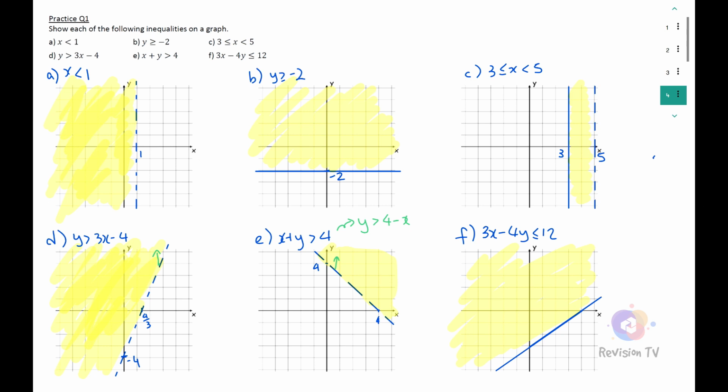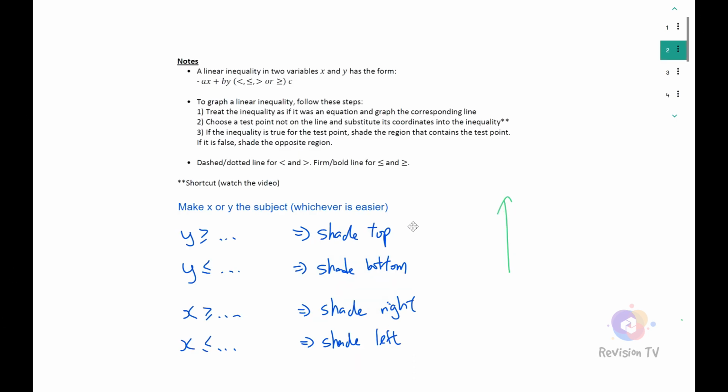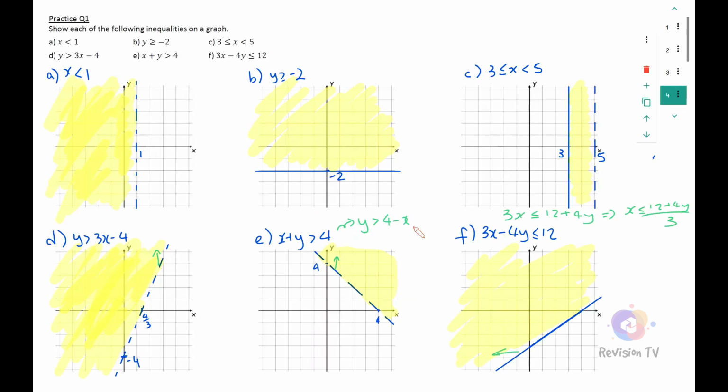Now this one, you can make y the subject, but it's probably easier if I make x the subject in here. If I make x the subject, 3x less than or equal to 12 plus 4y, divided by the 3 if you want to, so x less than or equal to. If you want to divide by the 3, you can, but it's not really necessary. So 12 plus 4y over 3. So x less than or equal to, in the shortcut, means we shade left. So left of the graph is this side. Therefore, we're going to shade the left side of the graph.